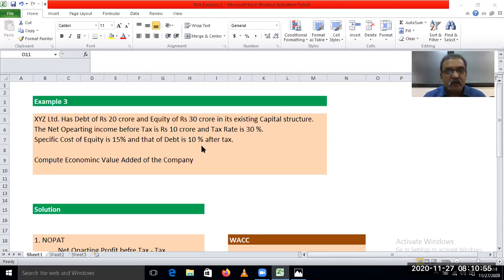It means weighted average cost of capital, that is WACC, is not given to us directly, but instead of that, specific costs are given, equity 15% and debt 10%. So with the help of this information, we will have to find out weighted average cost of capital of the company. So just now we'll try to solve the example.